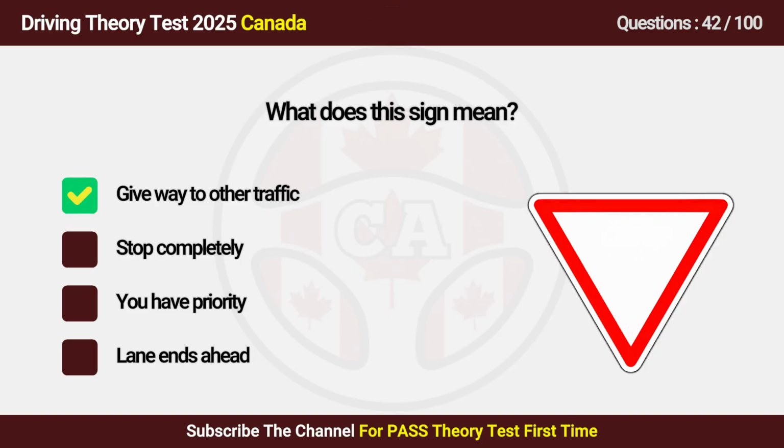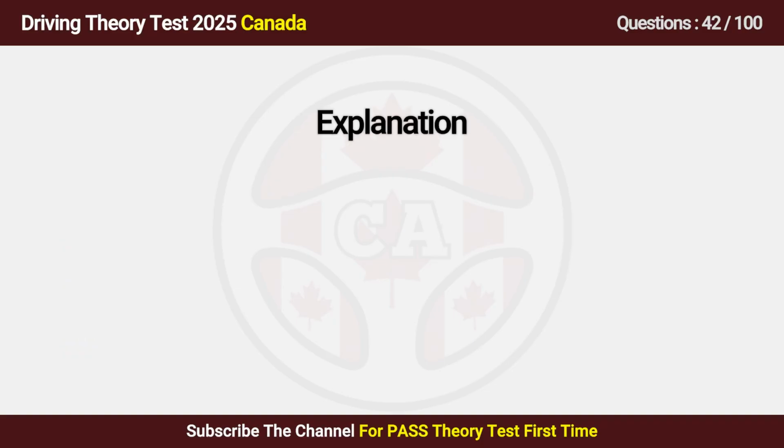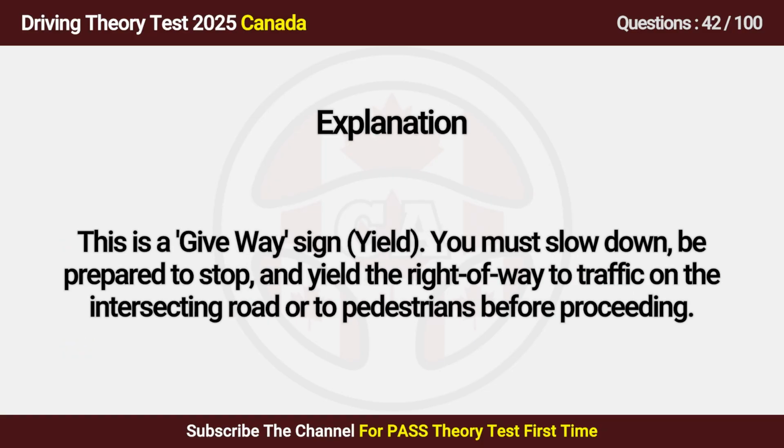Answer is A. Give way to other traffic. This is a give way sign. Yield. You must slow down, be prepared to stop, and yield to traffic on the intersecting road or to pedestrians before proceeding.